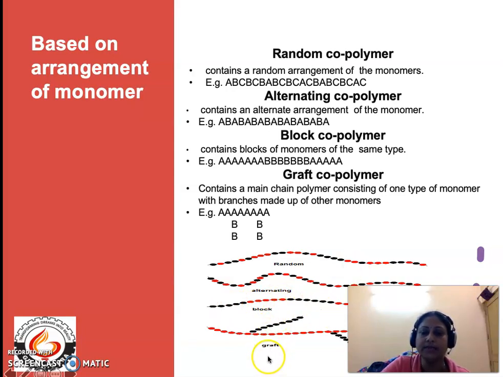Now, in the case of a graft copolymer, the main polymer chain consists of only one type of monomeric unit, whereas the branches belong to a different monomeric unit.